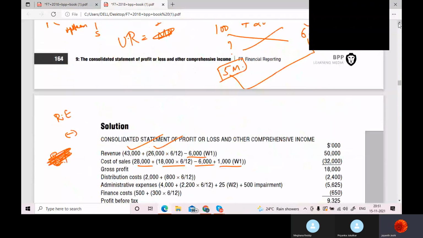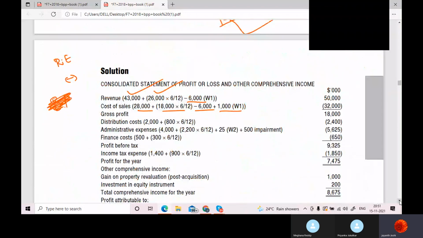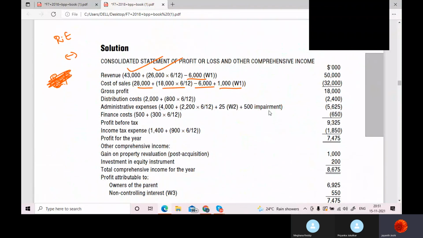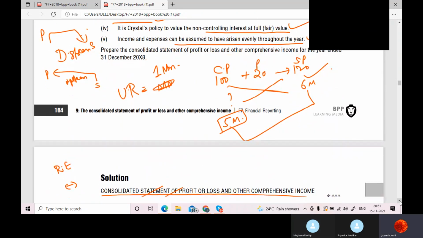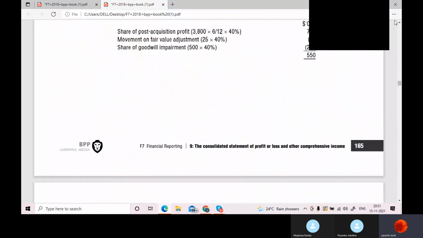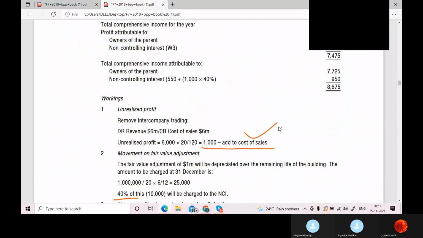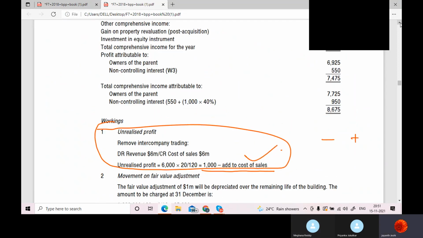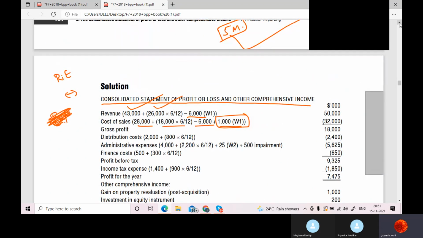they are not showing the treatment. Probably they do it in the retained earnings if they prepare the balance sheet. But we are not preparing the balance sheet in this question, not at all, because they are only asking us to do the consolidated statement of profit or loss and OCI. So that 1 million is adjusted, and this adjustment of unrealized profit is also done. As you can check here, they have done that. And we need to add it to cost of sales, because closing inventory will be negative and this will be positive, so it gets adjusted. So this is done. Point number two. And that adjustment is almost all done.